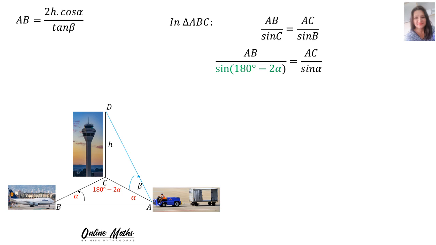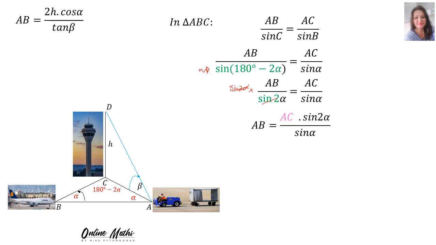Now we'll wait with AC just for a while. Here we can see a reduction formula. And we can reduce that one, sin of 180 minus 2 alpha, to sin 2 alpha. And then to get AB alone, we will multiply by sin 2 alpha, and they will cancel. And what we do on the left, we do on the right. Now we can bring back AC. And from the first slide, we calculated AC was equal to h over tan beta. So in AC's place, you substitute h over tan beta.